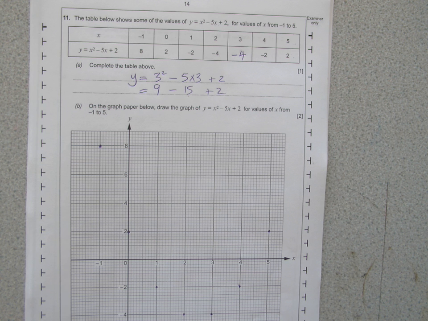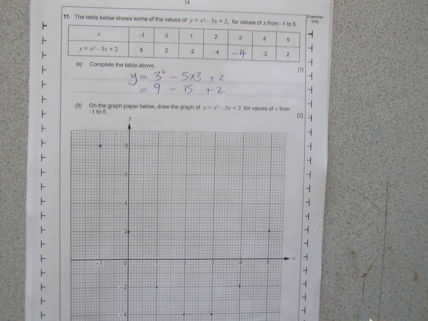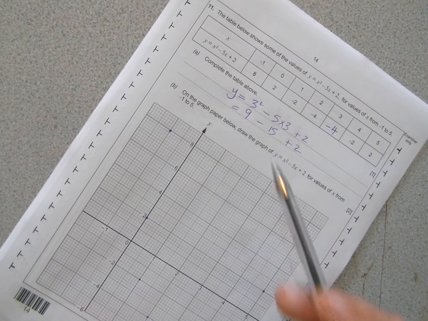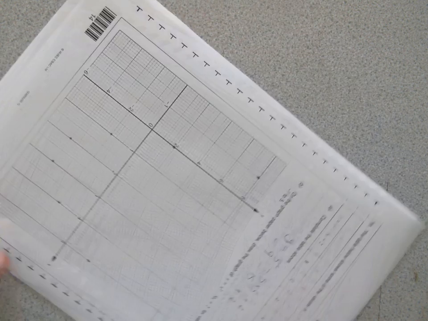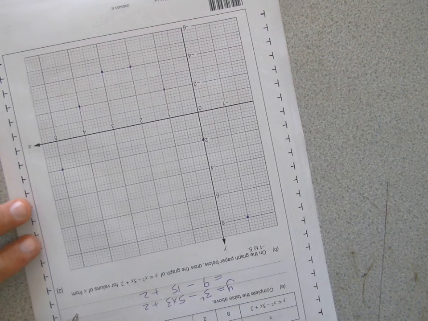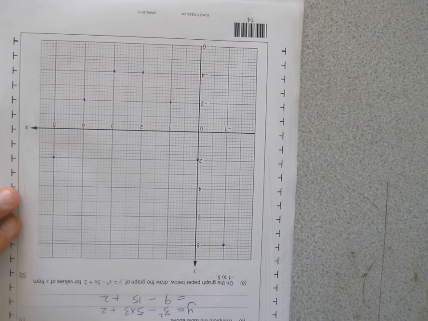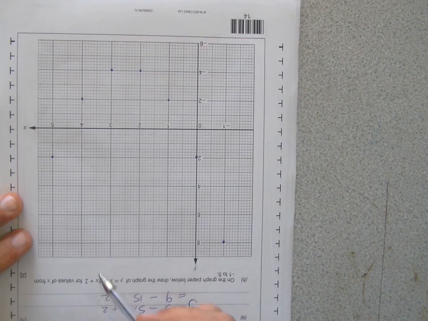So plotting the points is great, but to get the full 2 marks, you've got to join them up as well. So it's important you join them up, and join them up with a curve, not using a ruler. So don't use a ruler. Now sometimes it's better to turn it upside down. Sometimes it's better to do that. It's easier to draw the curve. That's what I'm going to do.